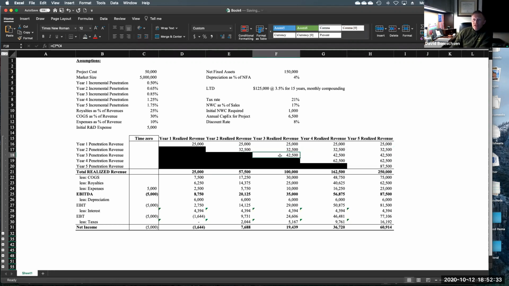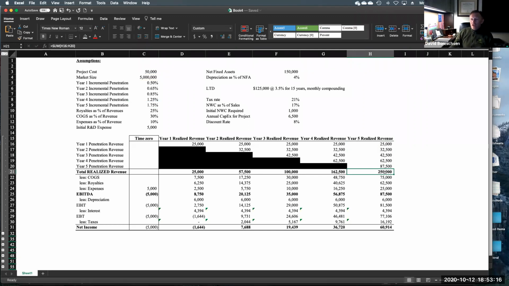Year 3, same thing, 0.85% incremental on 5 million. That creates the third layer of revenue within year 3. So our year 3 revenue is now $100,000. And so on and so forth until we get to year 5, where we have the year 5 penetration rate times the market size, and then we've got the year 4 layer, year 3, year 2, year 1, all adding up to our total realized revenue projection of $250,000 for the project.